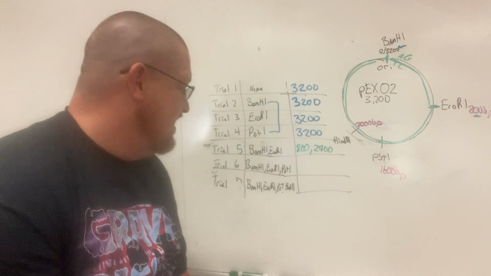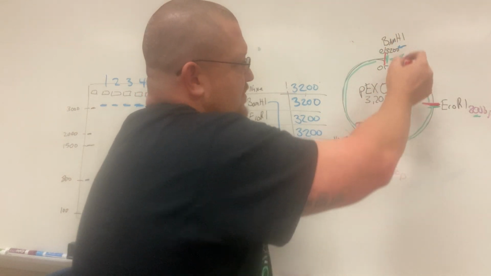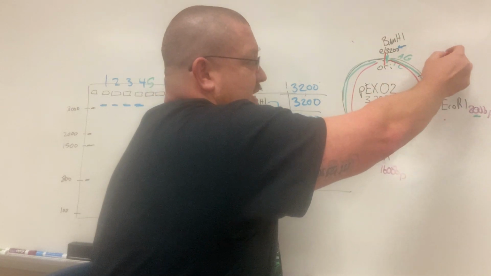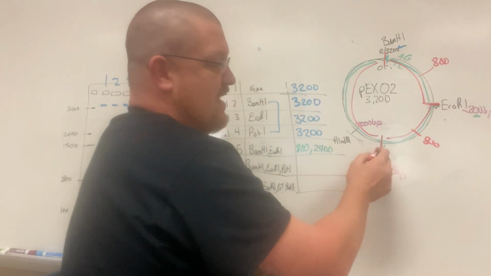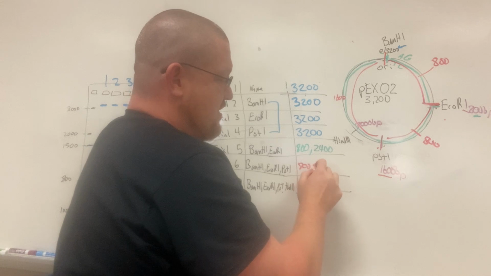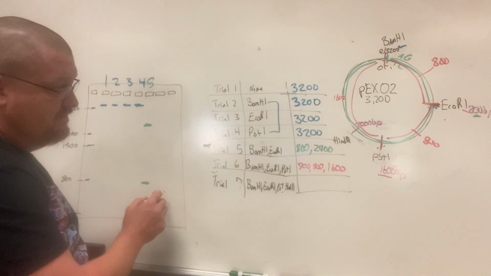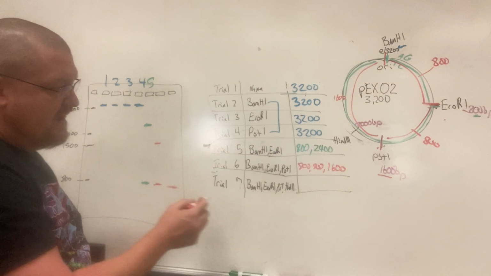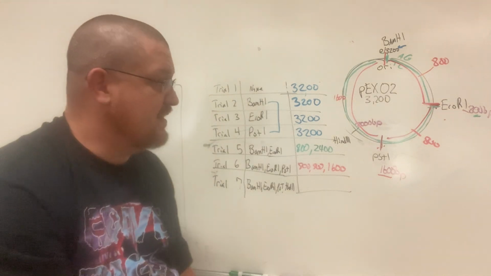Next one, trial 6. Now we are cutting BamHI, EcoRI, and PstI. So now we're going to have fragment 1, fragment 2, fragment 3. This fragment is from 0 to 800, so its size is 800. This fragment is from EcoRI to PstI, 800 to 1600, so this one is 800. And then from PstI back to the top is half of the plasmid, that's 1600. So we got 800, 800, 1600. To map this, my 800 is here, 1600 is there. Now I have two 800s, so I'm going to thicken this band a little bit to represent that there's more fragments there than the other ones.